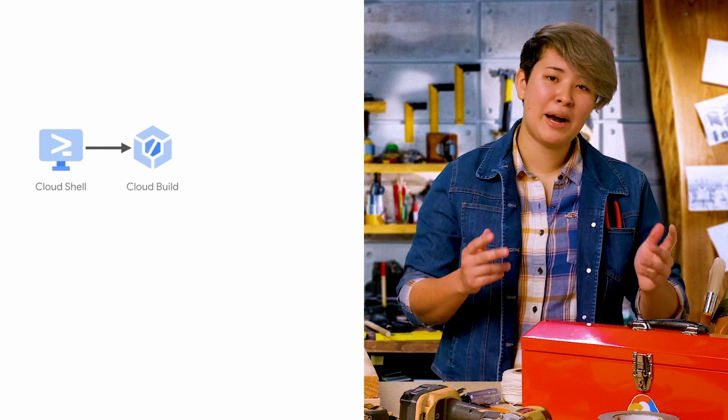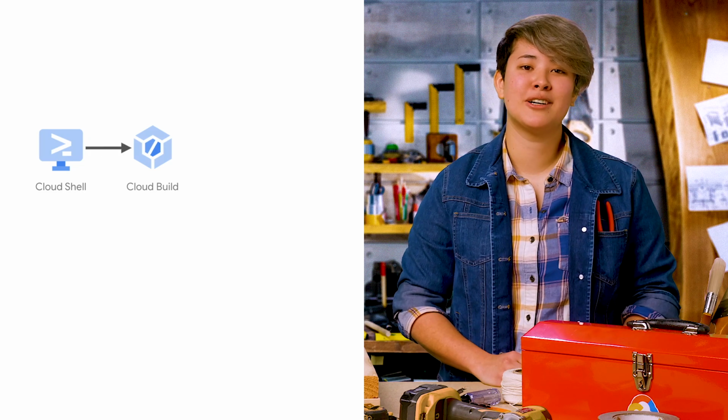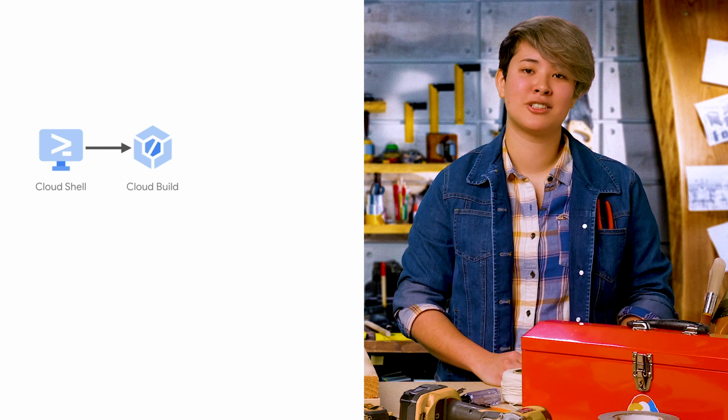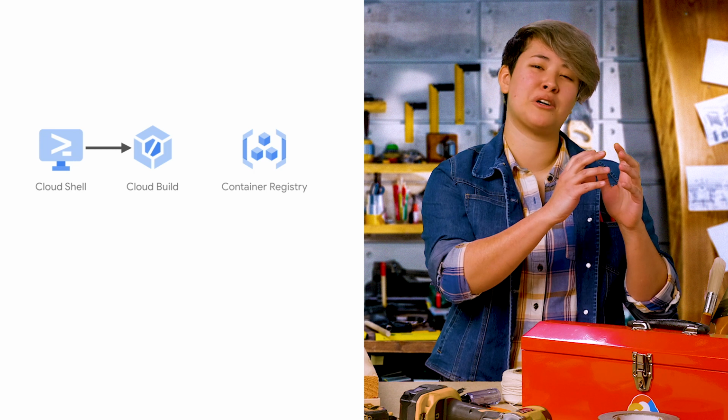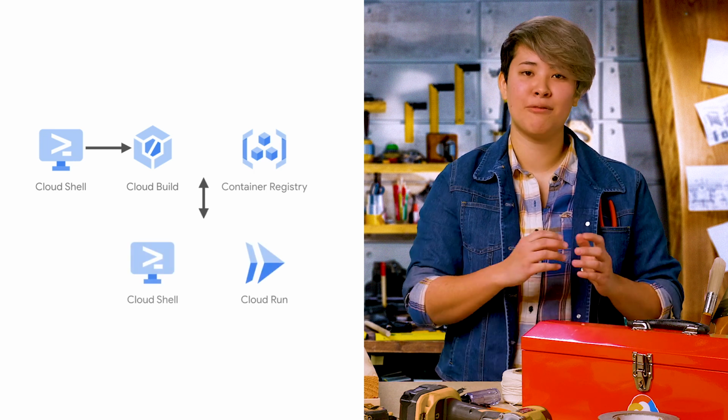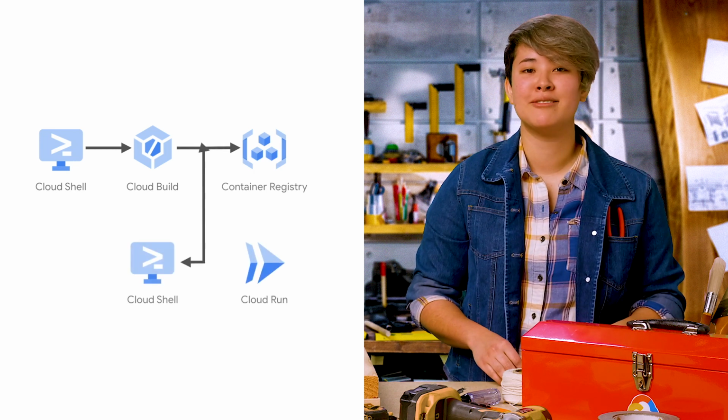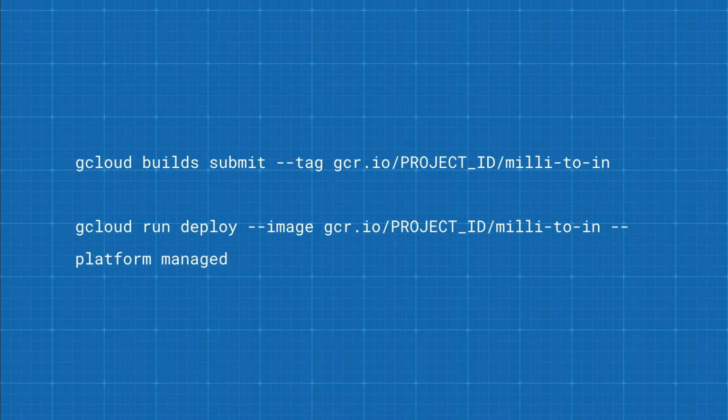Now that we have our Docker file, we can build our container with Cloud Build. This builds up our code along with everything we've added in our Docker file and pushes it to the container registry, a place to store container images. And finally, we deploy the app to Cloud Run. It only takes 2 commands to get this app out to the world.